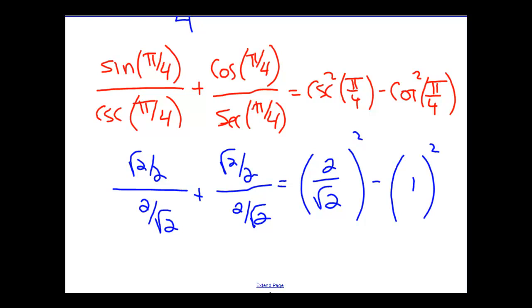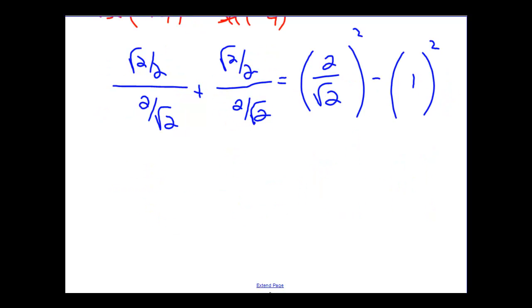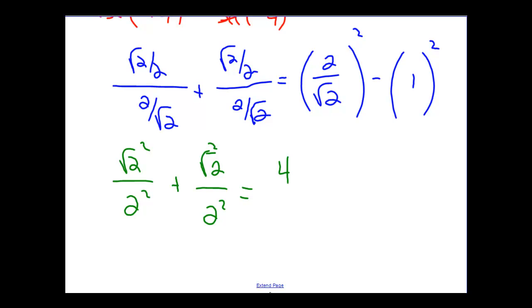So we have to verify that the left-hand side and the right-hand side of these two expressions are equal. Well, the square root of 2 over 2 divided by 2 over the square root of 2 ends up being the square root of 2 squared over 2 squared. And that's true for both of these expressions here. The square root of 2 squared over 2 squared. And here we end up with 4 over 2 minus 1.